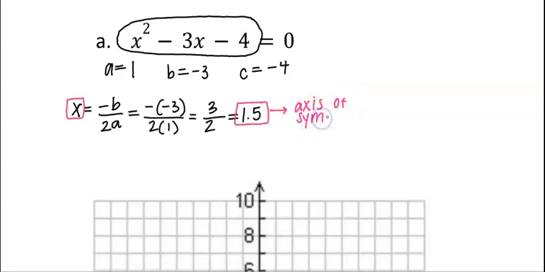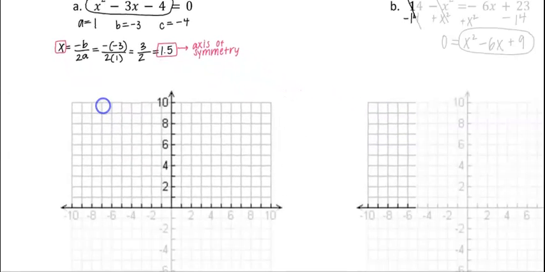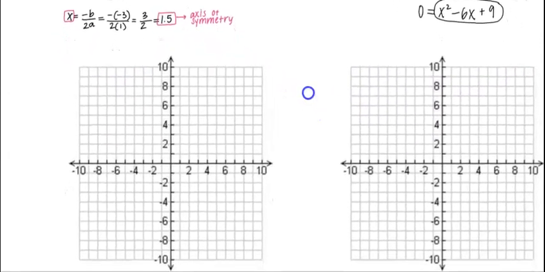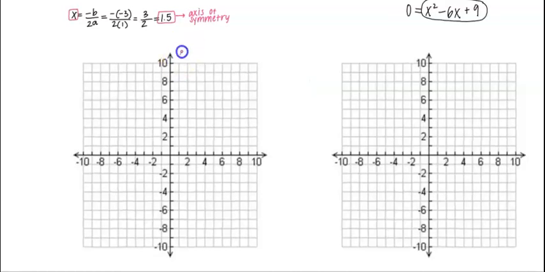Remember, that's a vertical line, and it's not really part of the graph. It just shows us where the graph is cut in half. So go ahead and draw it either in a different color or use a dotted line right between the 1 and the 2 on the x-axis. Once you find the axis of symmetry, that's the line that cuts the parabola in half. We know the vertex has to be somewhere on that line.